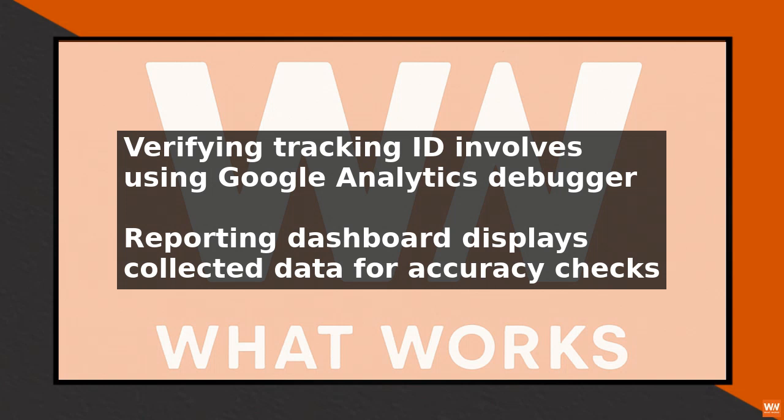To verify that your tracking ID is working correctly, you can use the Google Analytics Debugger, which shows you the data being sent to Google Analytics in real time. You can also check the reporting dashboard to see if data is being collected and displayed correctly.